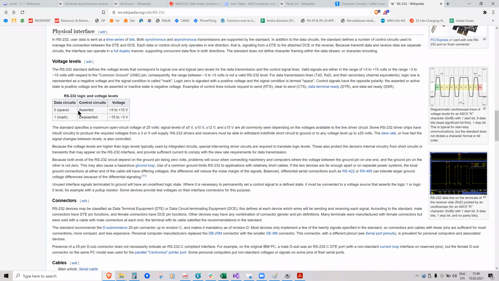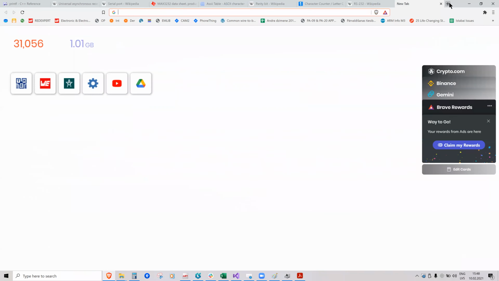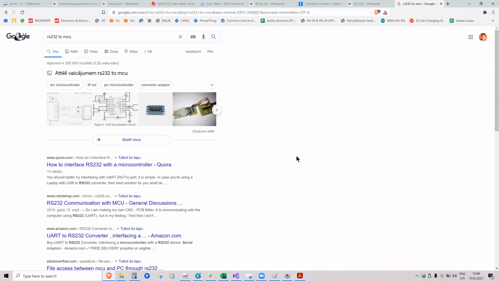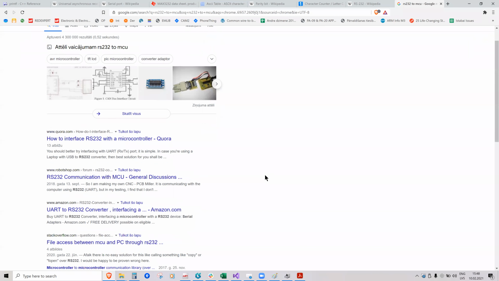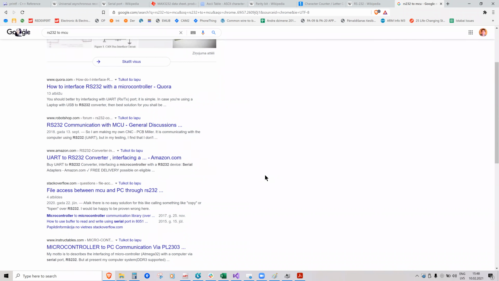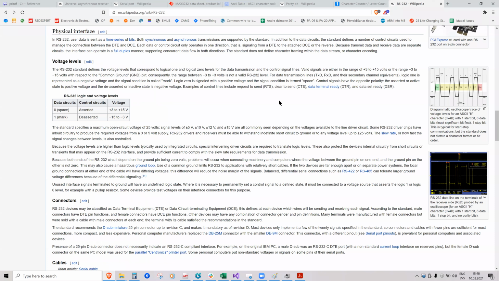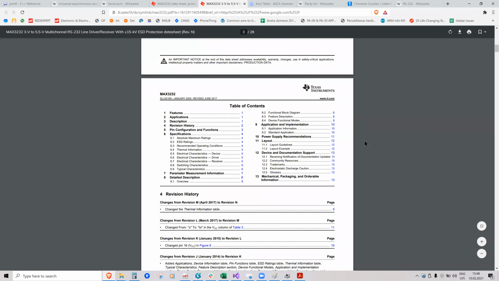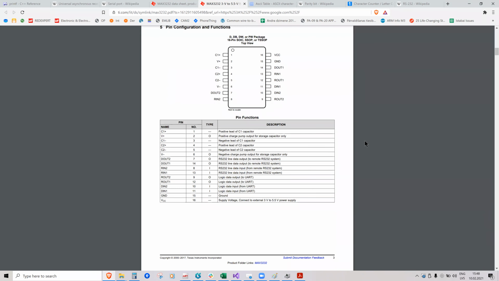And again, you cannot connect these lines directly to your microcontroller. You need a level converter, and of course you can buy one. It's just a different part number, an RS232 to MCU converter. You can buy them, but you just have to make sure that you buy the correct one. For example, this one wouldn't really work because it doesn't accept negative voltages and doesn't generate negative voltages.